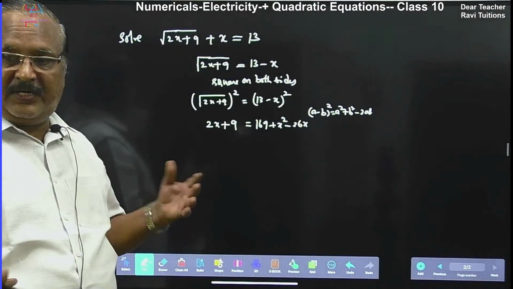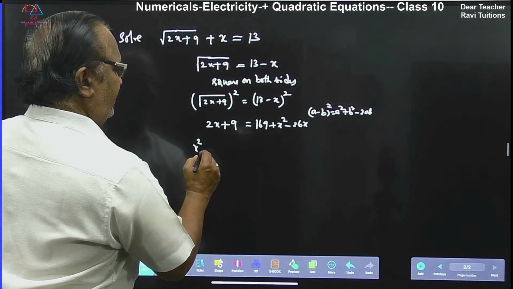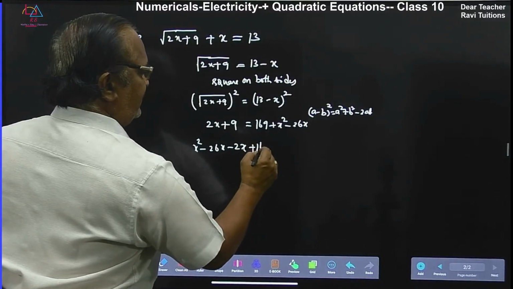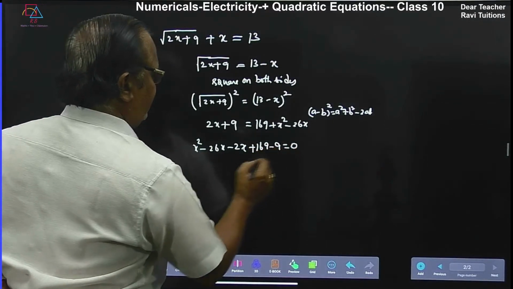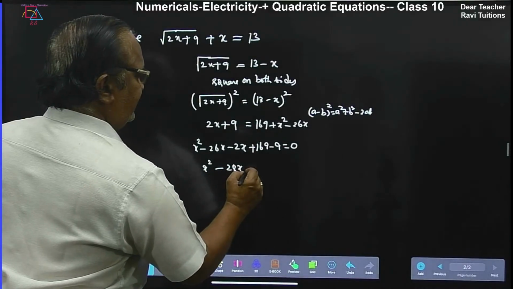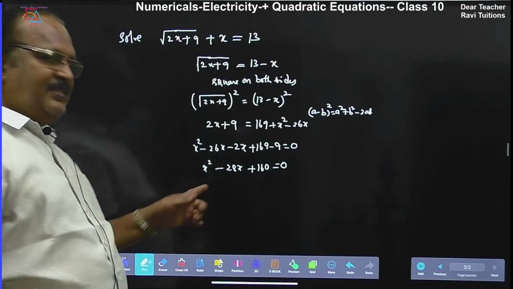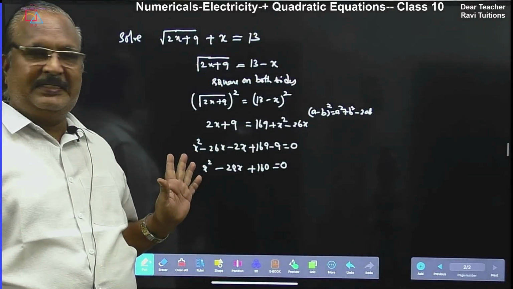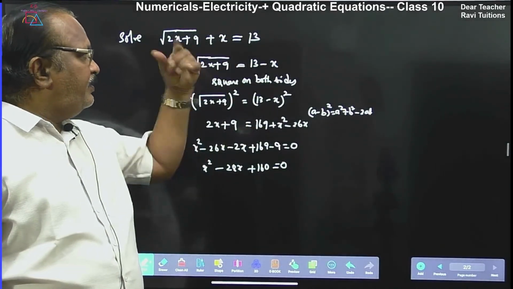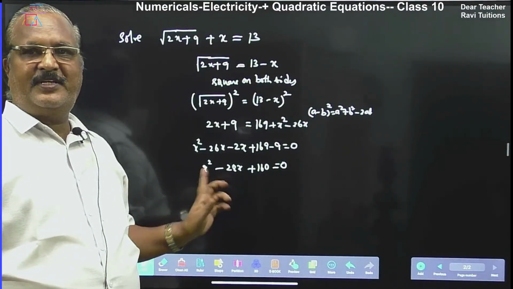Now put it in the quadratic form. So x square minus 26x minus 2x plus 169 minus 9 is equal to 0. x square minus 28x plus 160 is equal to 0. Now this is the quadratic form. It was not in the quadratic form in the beginning; once we remove the root and bring all the terms in order, we get a quadratic form.